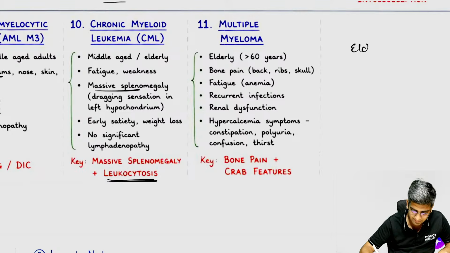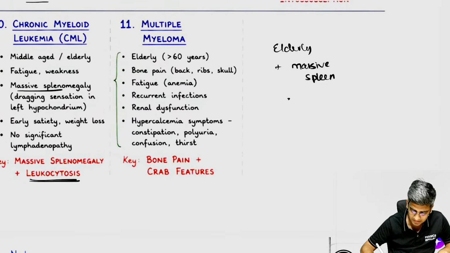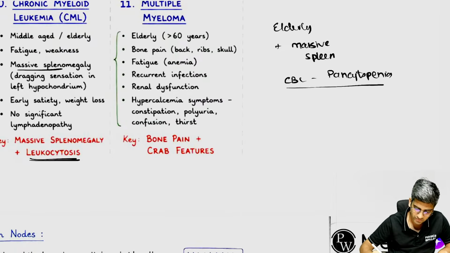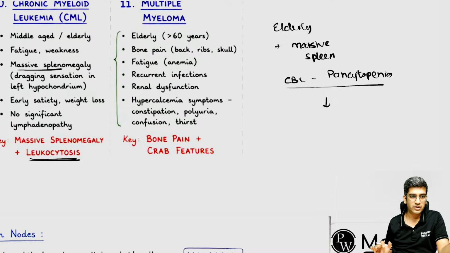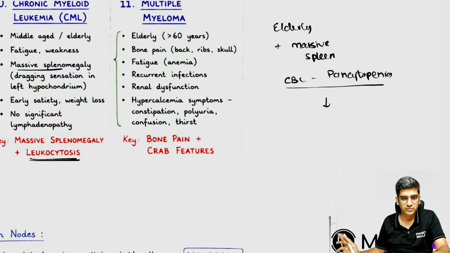A patient who's an elderly person, same patient, has massive splenomegaly, massively enlarged spleen, but in the CBC, the patient has pancytopenia. Can anyone tell me what's the diagnosis or differential diagnosis for this? Elderly person, massively enlarged spleen, the patient has pancytopenia, not leukocytosis like CML. CML should have leukocytosis. There's no variant of CML which will have cytopenias. What will be the right diagnosis here?